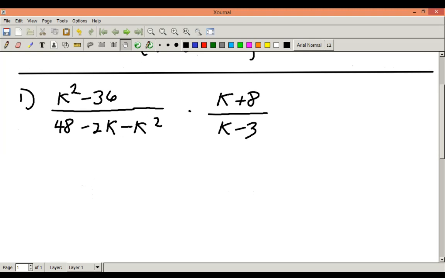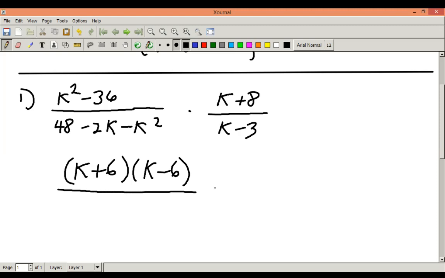So if we look at this first fraction, we can factor that top as k plus 6 times k minus 6. And I'm going to come back to that denominator in a minute. Second fraction does not need to be factored, so we'll just recopy it. You are going to be writing a lot on these assignments.